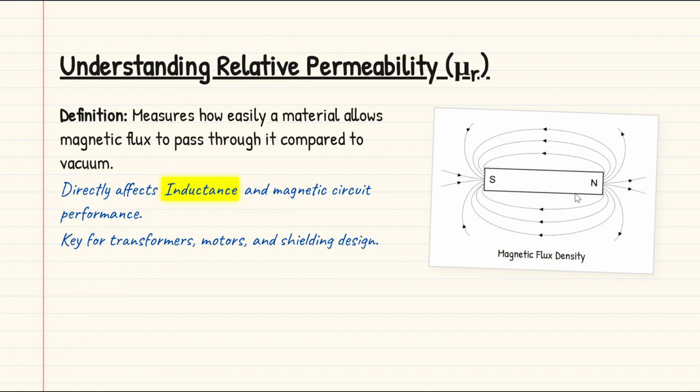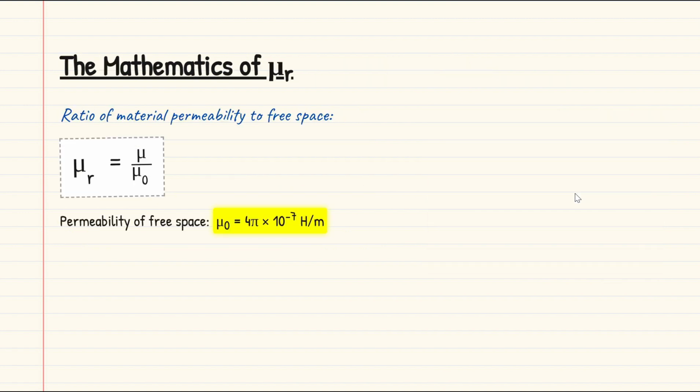Okay, and now what is meant by relative permeability? Understanding relative permeability, mu r. It measures how easily a material allows magnetic flux to pass through it compared to vacuum. So you can say inductance is reflected in the relative permeability. You can see the mu r formula, mu divided by mu naught. Mu naught here is 4 pi times 10 power minus 7 henry per meter.